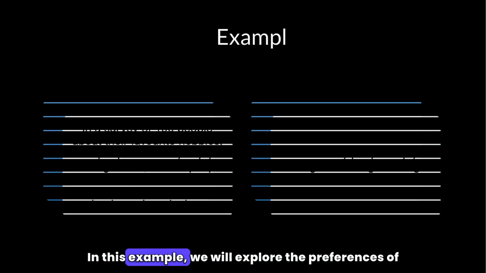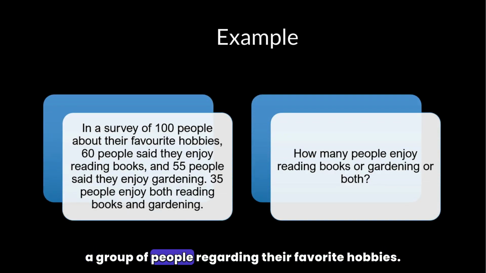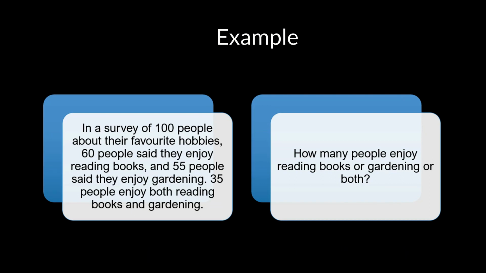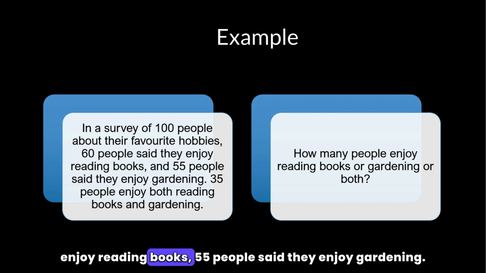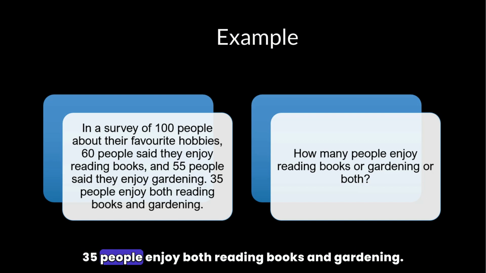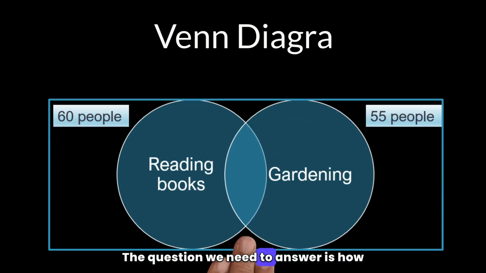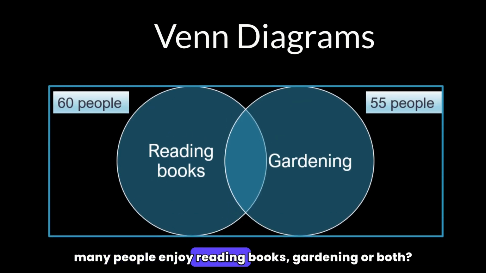In this example, we will explore the preferences of a group of people regarding their favorite hobbies. In a survey of 100 people, 60 people said they enjoy reading books. 55 people said they enjoy gardening. 35 people enjoy both reading books and gardening. The question we need to answer is, how many people enjoy reading books, gardening, or both?